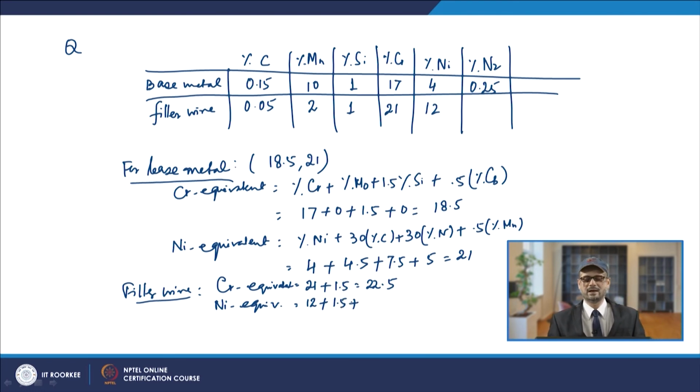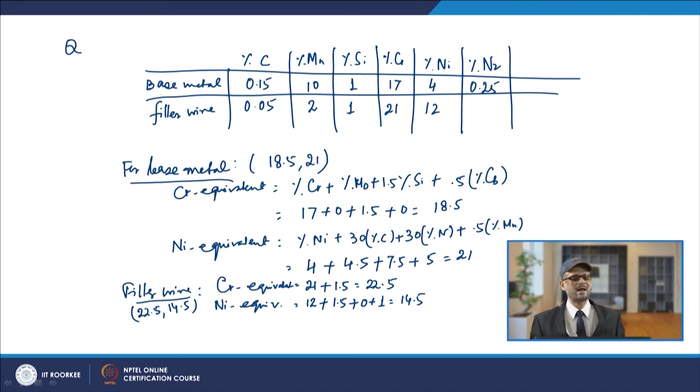Then you have 13% nitrogen, but nitrogen is anyway not there, so it will be 0. Further, you have 0.5% manganese, and the manganese factor is 2, so 0.5 into 2 is 1. So it will be 14.5. So for the filler wire, the point you are getting is 22.5 and 14.5.